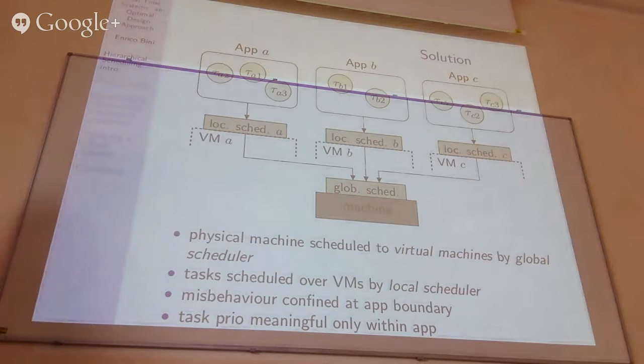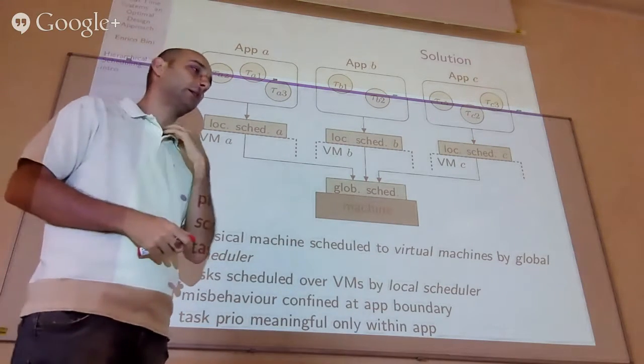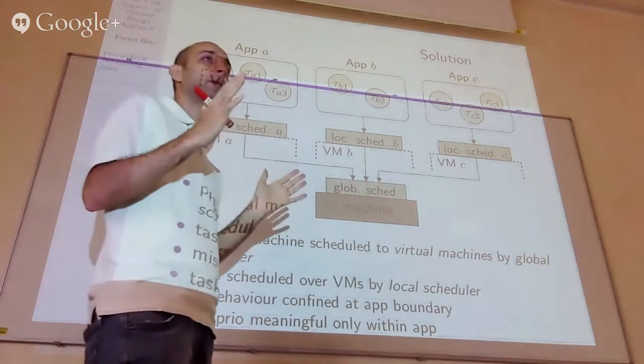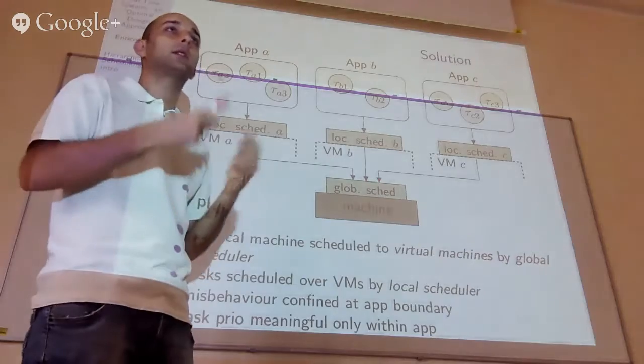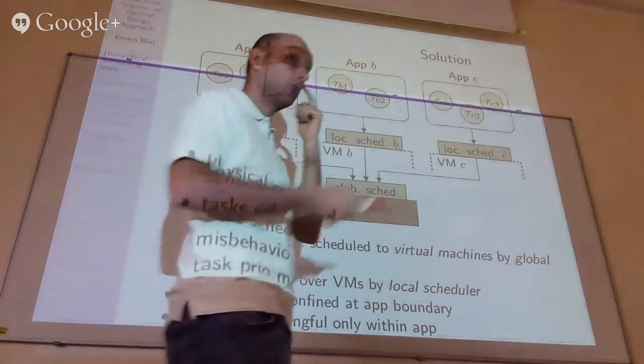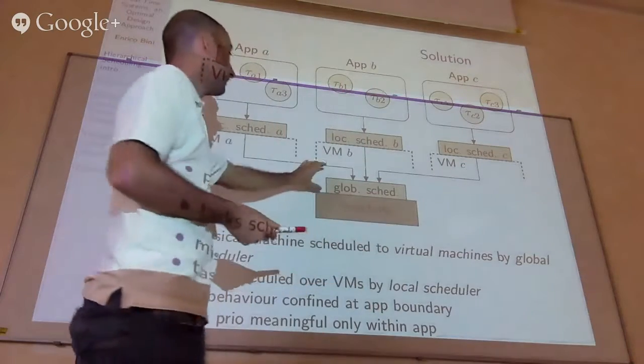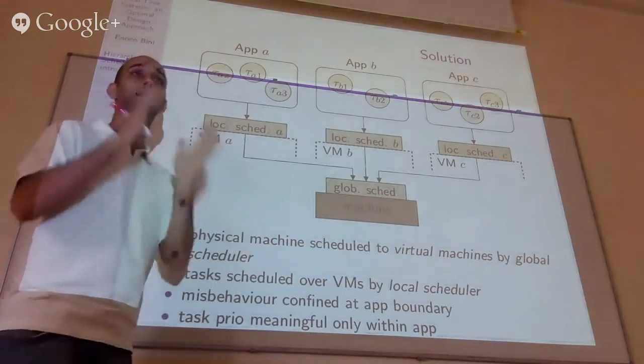Which kind of scheduler is the global scheduler? EDF? It can be. Typically, in reality, it's a static time partition. This is what typically happens, let's say, in automotive, which may be something that you have more experience with. Here, you just divide time.